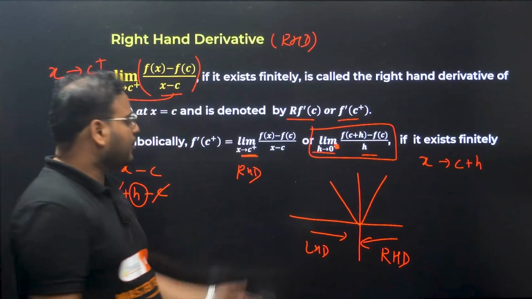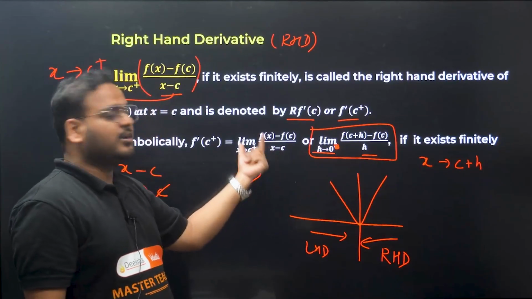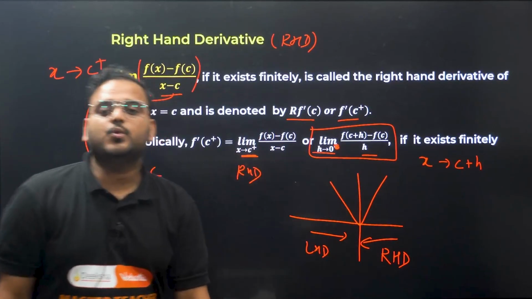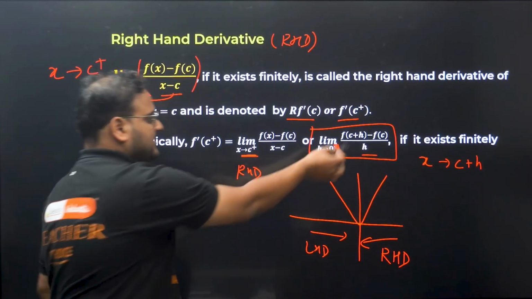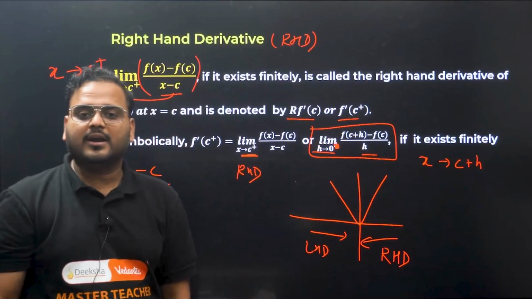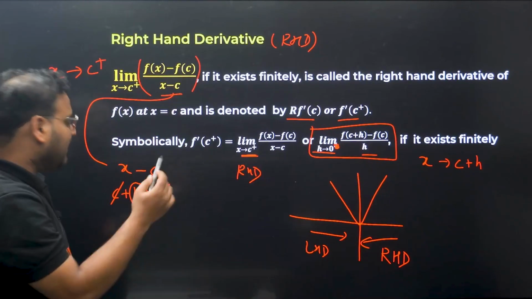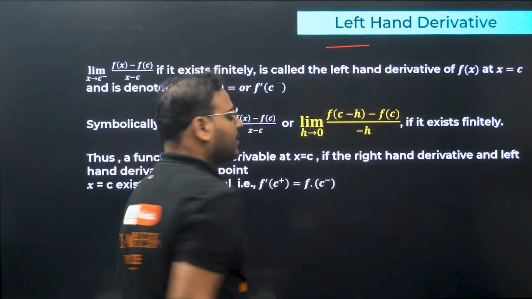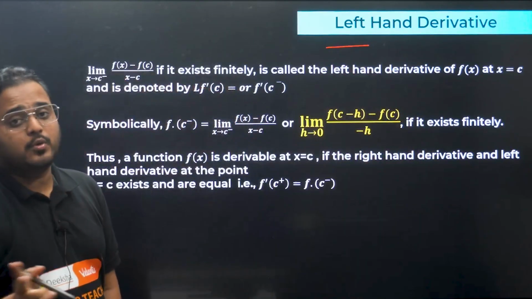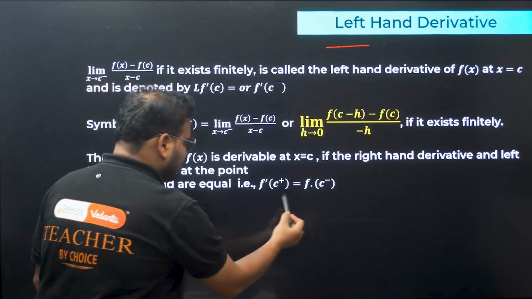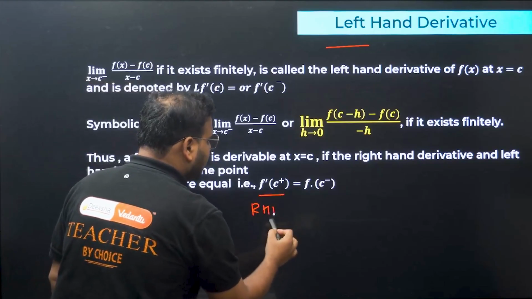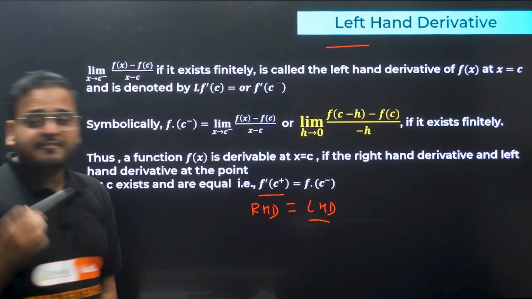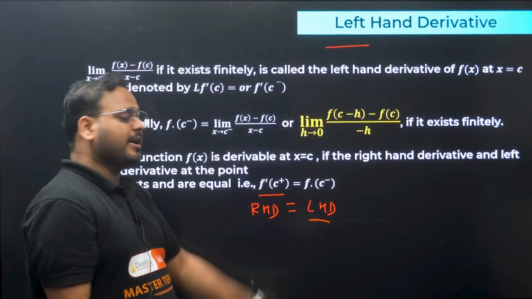Got it? How do you find that? In this limit, replace x by c plus h and change the limit from x tends to c plus to h tends to 0, and you get the answer. This limit can be solved, and from there you get the result for RHD, and that RHD should be equal to your LHD, your left hand derivative. Here f dash c means RHD, and this becomes LHD. When they are equal, you call the given function differentiable at the point c.